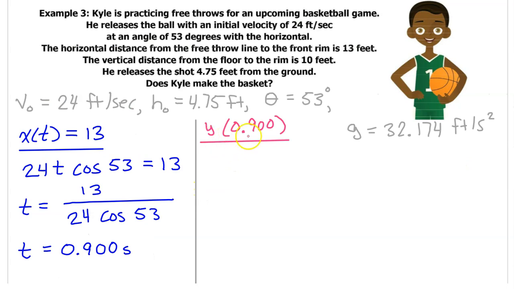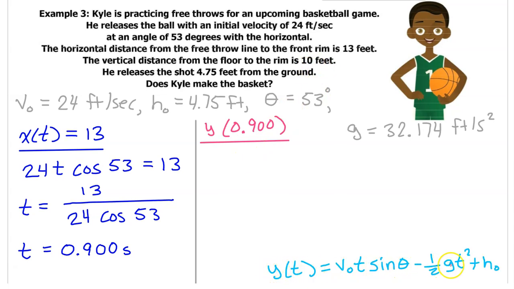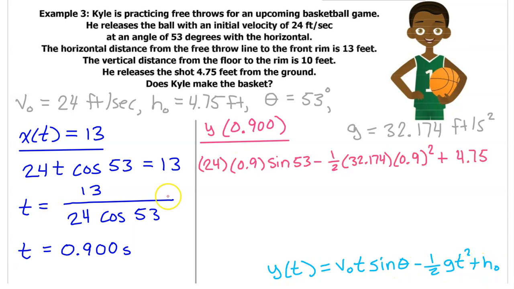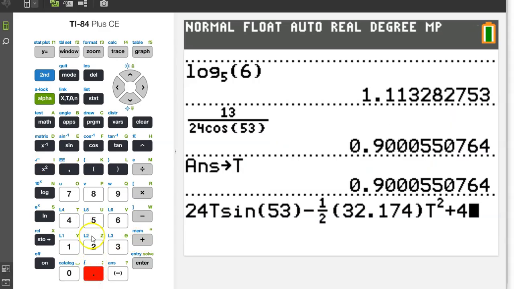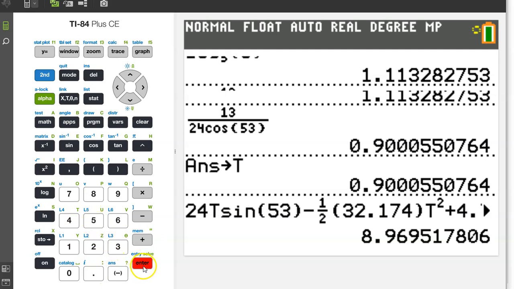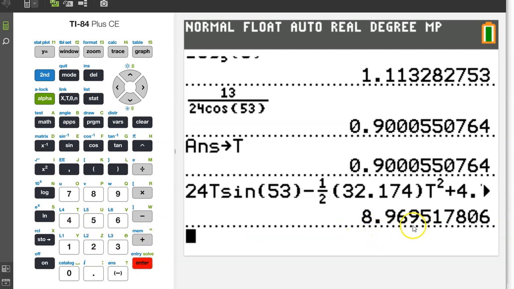Our next step is to find the vertical distance at 0.900 seconds. If it turns out to be 10 feet, Kyle makes the shot. This is the formula for the vertical position at time t. Using our initial conditions and t equals 0.900, we get this. Let's just put it in the calculator. So when the ball reaches the hoop, it has a vertical position of 8.970. That's a little short of the necessary height of 10 feet, so Kyle misses the basket.